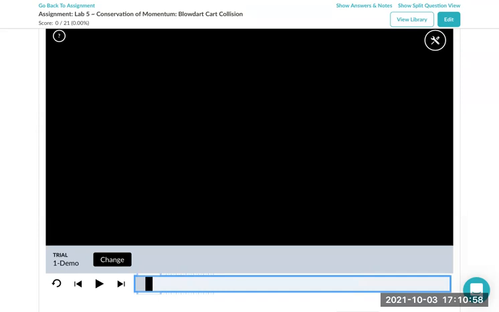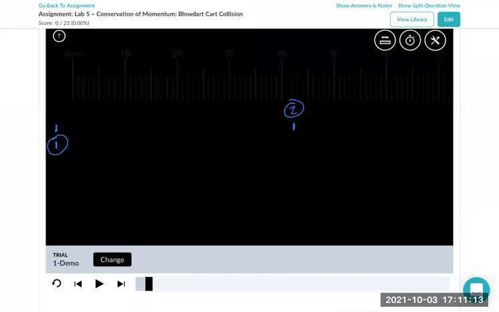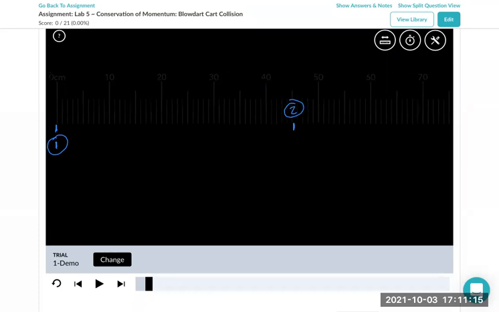Let's say here I can say that this is position 1 and this is position 2 when it collides, and I can just measure the distance from position 1 to position 2. To do that, we can use one of the tools. Here's the tool. You take it, you put it there, and that should give you the position between point 1 and point 2, which is the distance that the blow dart has to travel.